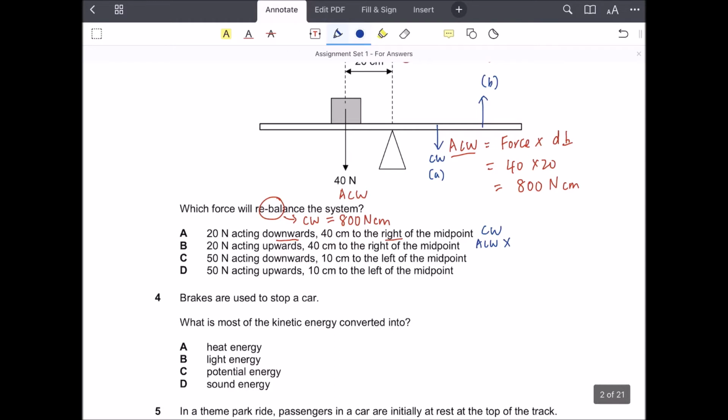Same thing, 10 cm to the left and acting downwards. This is anti-clockwise and I also don't want it. And the last one, if you want to do it on your own, you will find out that it's a clockwise moment. So then I will calculate. The first one will be 20 times 40, and this is straight away 800, which is what I want for my answer. Okay.